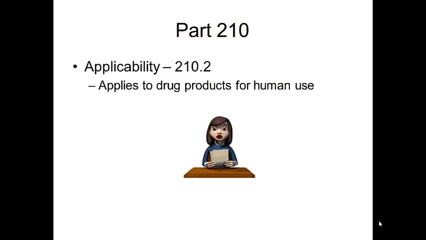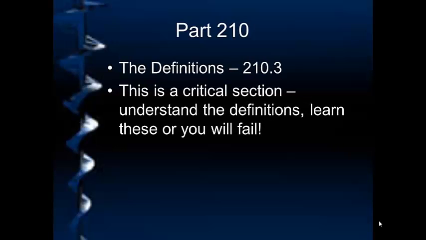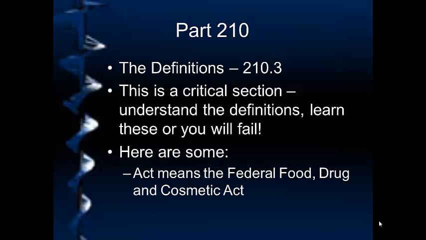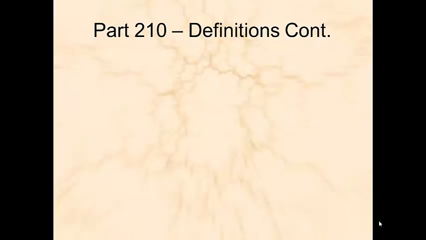210.2 applies to drug products for human use. Very simple. The definitions in here, it talks about various things in here. It's very critical for you to understand these definitions, and here are some of them we'll go over. Act means the Food, Drug, and Cosmetic Act, FD&C Act.